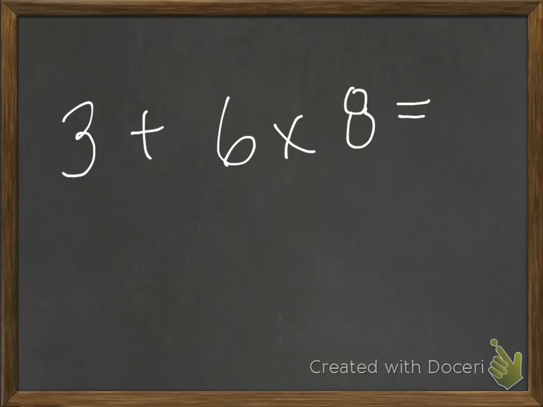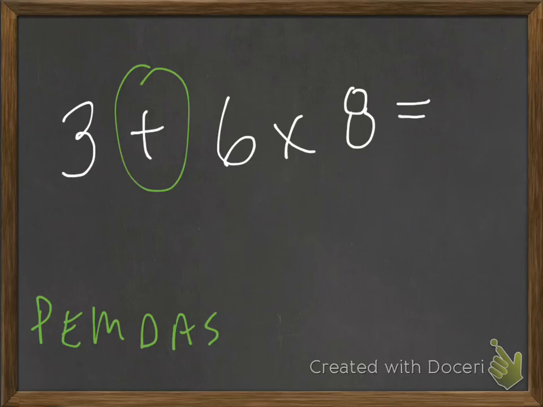Now here we have 3 plus 6 times 8. Again, thinking about PEMDAS, what comes first, addition or multiplication? Hopefully you said multiplication. So we're going to multiply this first. 6 times 8 is 48. And then we're going to add this 3 to it. 48 plus 3 is 51.